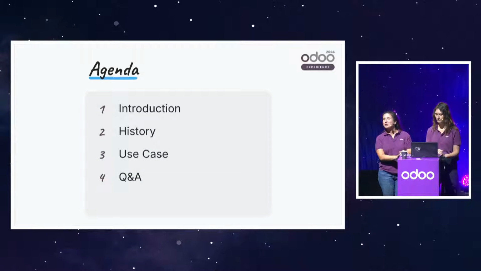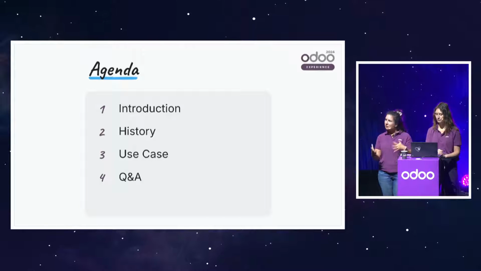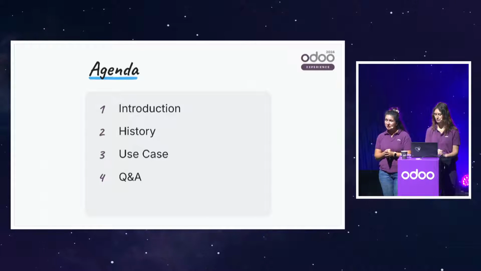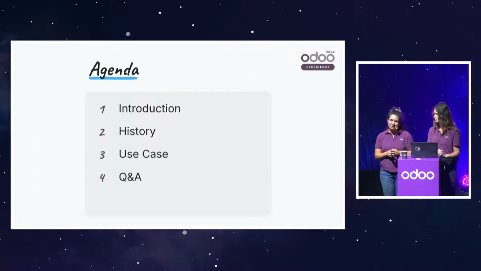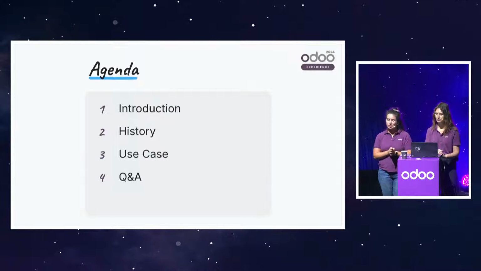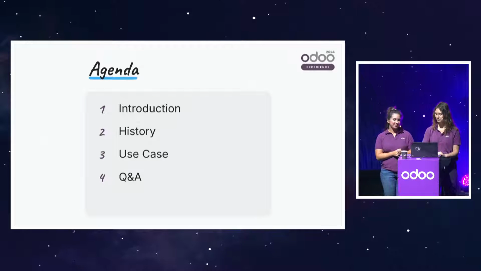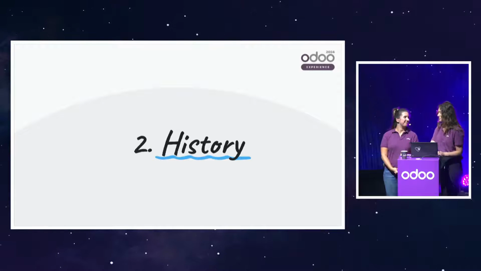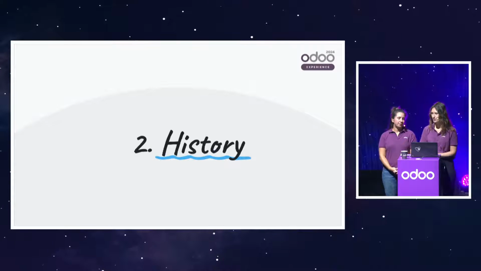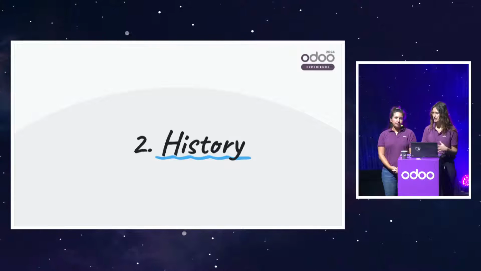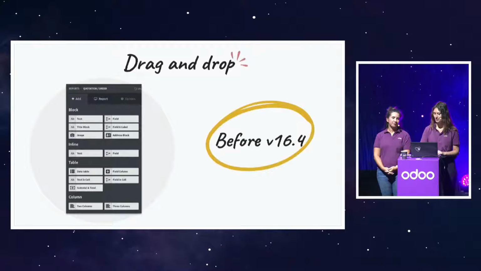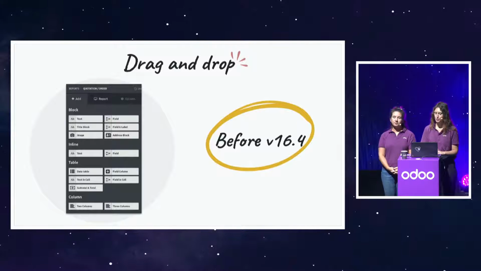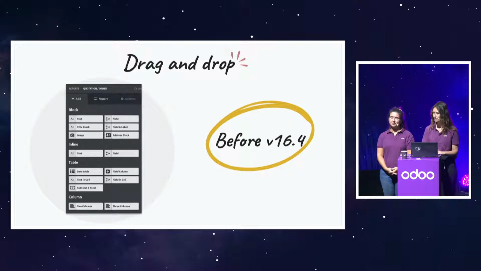All right, so before jumping into Odoo, we will explain to you the history of the report editor, to show how we have arrived at this Odoo 18 version of our Studio report editor. Thank you, Rosalie. So let's dive into the history of the report editor to understand what led us to this improved new editor. Do you remember the drag and drop tool in versions before Odoo 16.4?